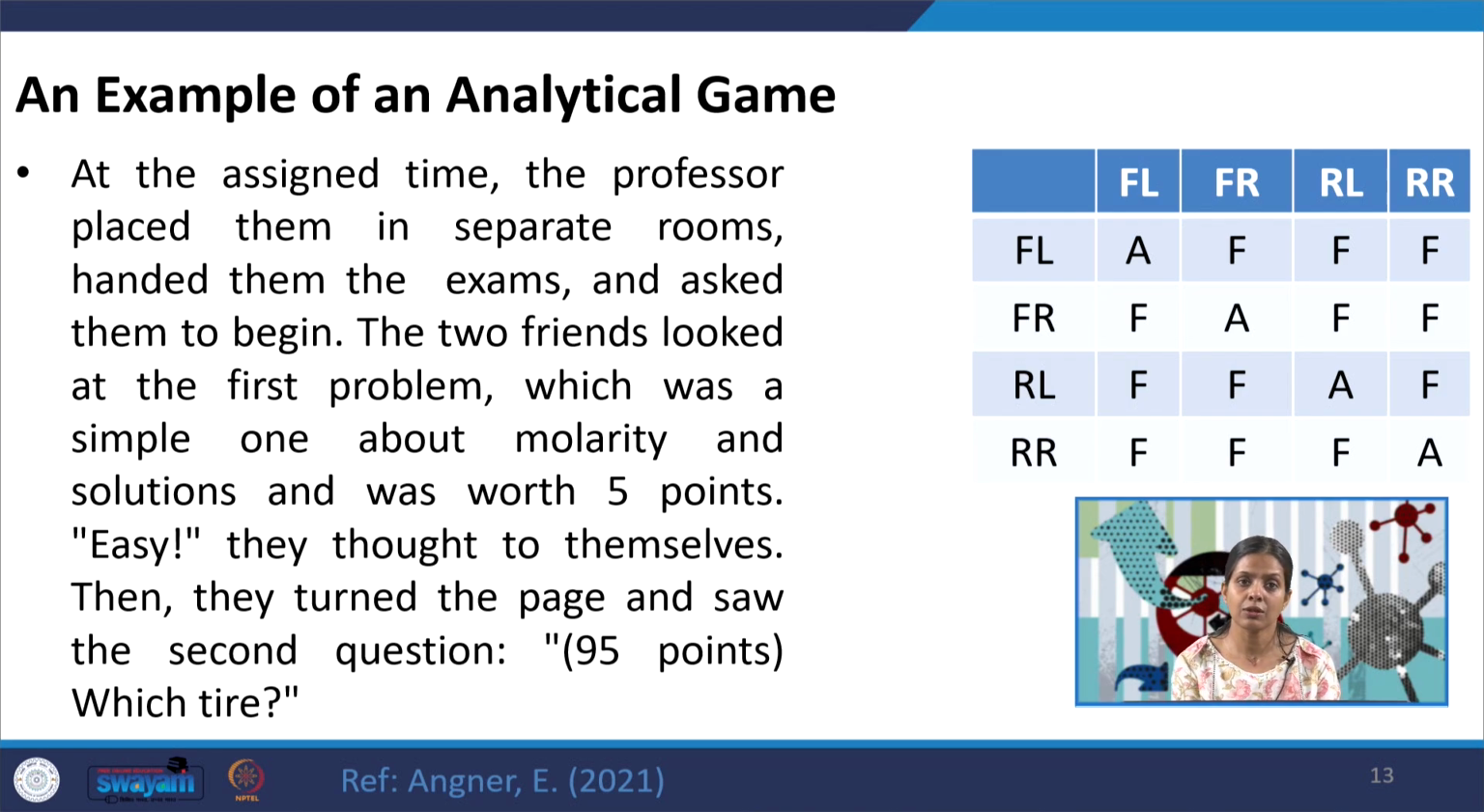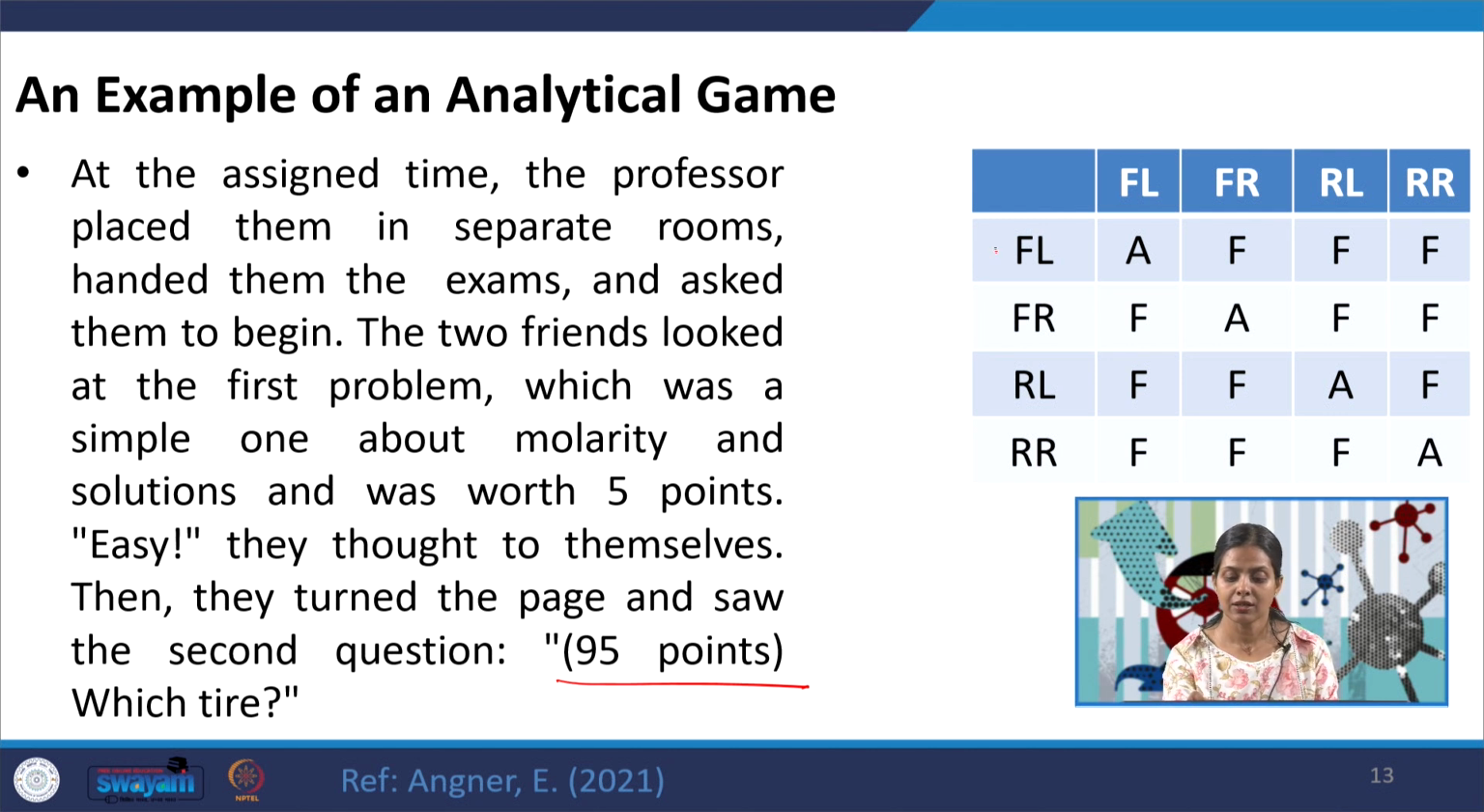The two friends looked at the first problem, which was a simple one about molarity and solutions and was worth 5 points. Easy, they thought to themselves. Then they turned the page and saw the second question, which was of 95 points or marks: which tire? Now, this is a game where you understand that one friend's benefit, payoffs or marks are going to depend on the other friend's answer as well, because there are four possibilities.